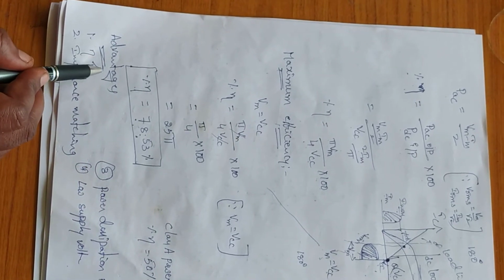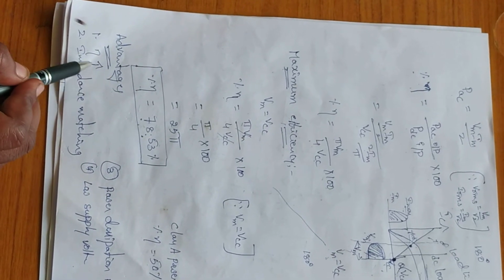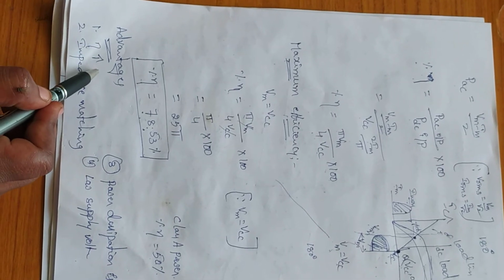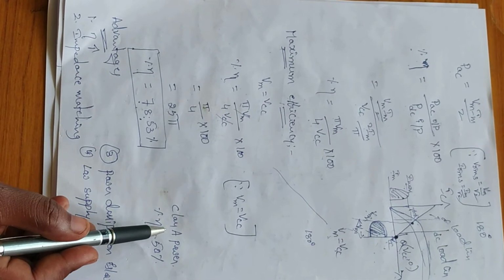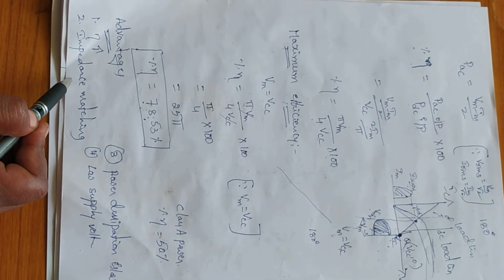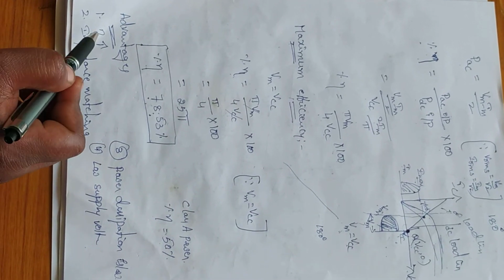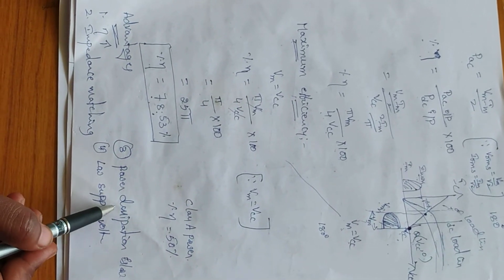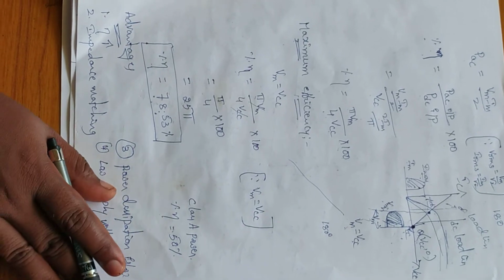Next, advantages of push-pull amplifier. Here the efficiency is increased when compared to Class A power amplifier. Impedance matching is possible because we are using a transformer. Power dissipation is low with low supply voltage.